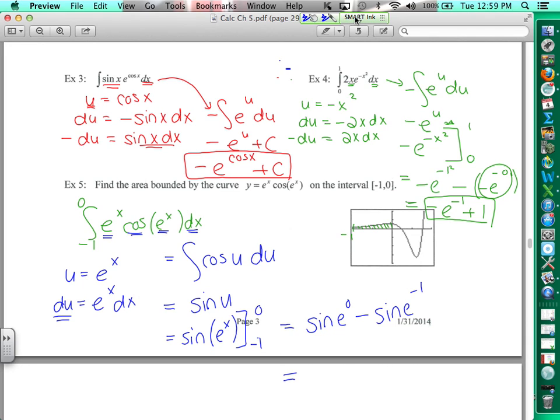You don't have to do a lot with this. So e to the 0 is equal to 1. And this sine of e to the -1, or 1 over e, whichever you like, you can leave it just like this. That's an exact value. If you put it in your calculator, just make sure that you're in radians. All right, you can get a decimal estimate for it. But this answer is fine. You can leave it just like that.